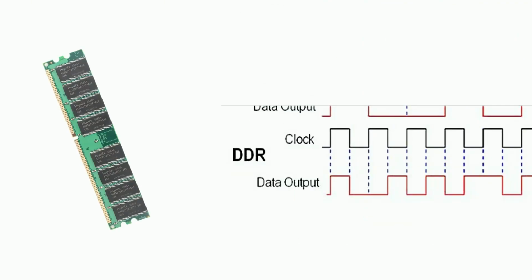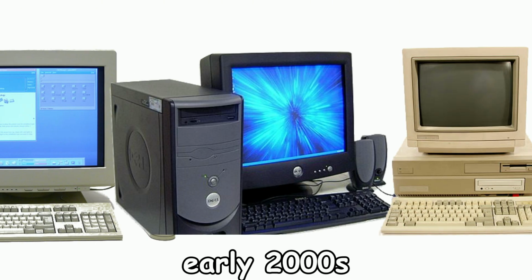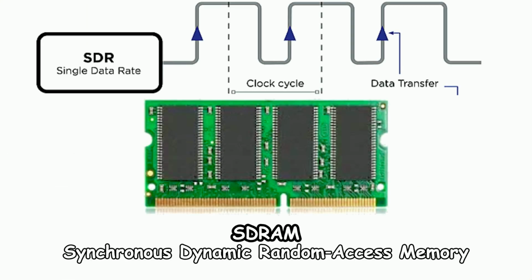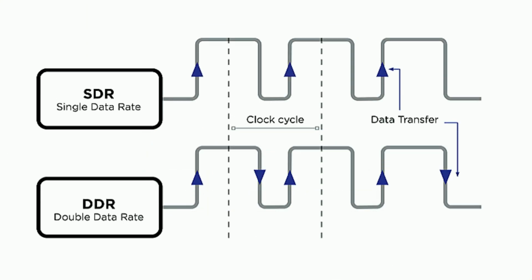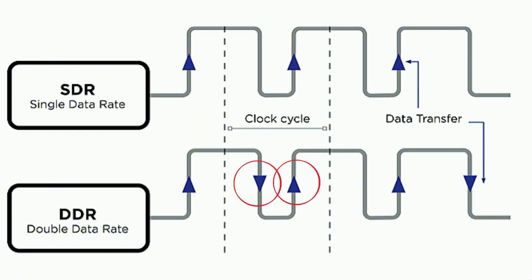DDR1. DDR1 was the first generation of double data rate memory to become widely used in personal computers. It became popular in the early 2000s and replaced older SDR RAM technology with a more efficient way of transferring data. The main improvement was the ability to transfer data twice during each clock cycle, once on the rising edge and once on the falling edge of the clock signal.